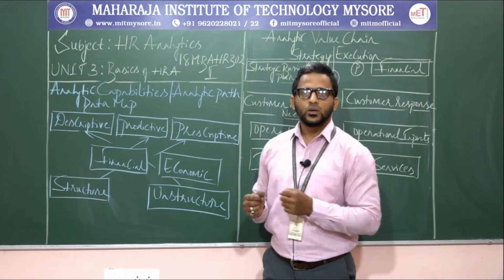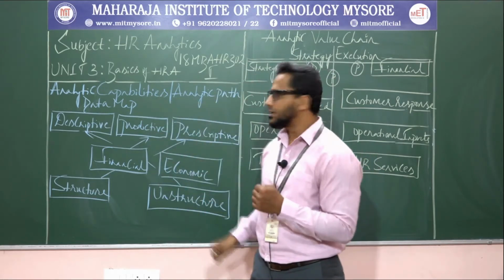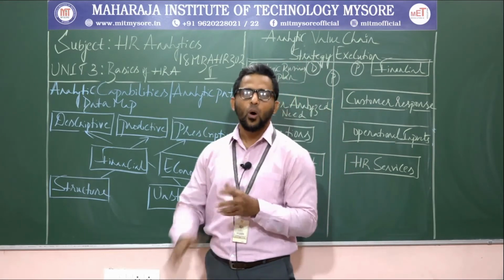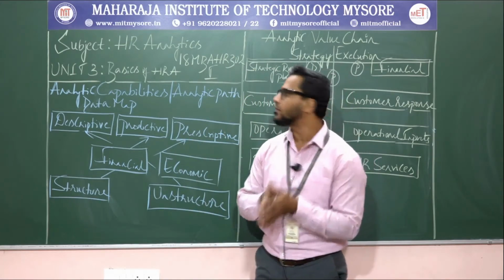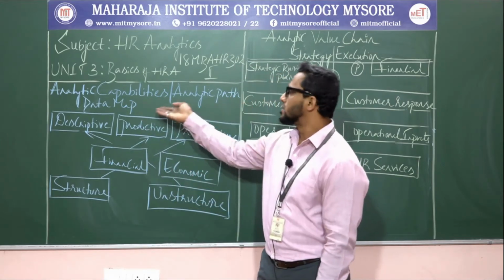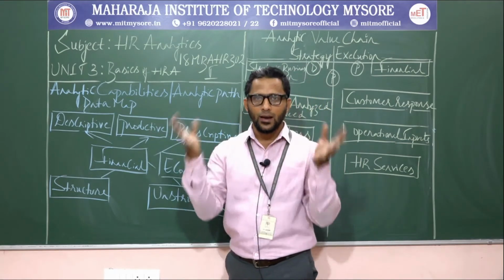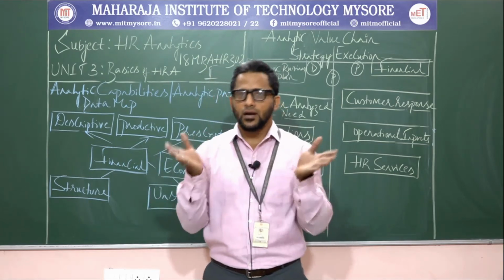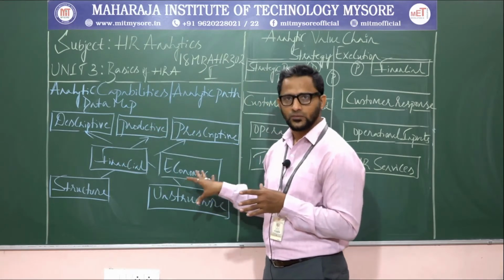So, friends, now let's try to understand this box, analytic capabilities, or we can also call it the analytic path data map. It's all one and the same, please try to understand. It's a very important topic that we are going to discuss now. Previously we tried to understand analytics, the types of analytics, the levels of analytics, and the data or the values of analytics. So we are clubbing everything here in this figure.